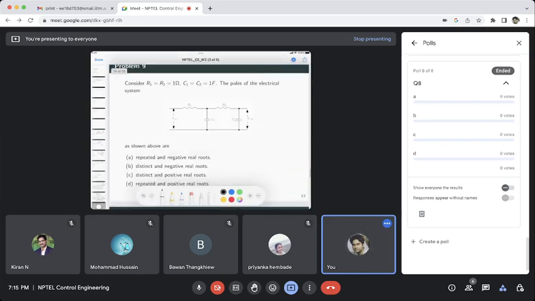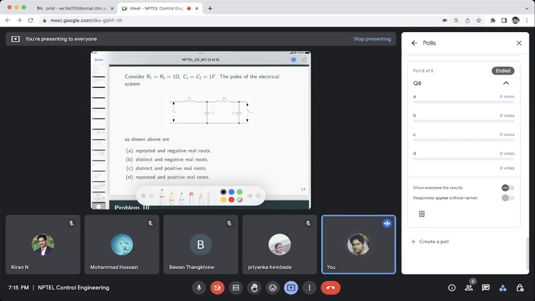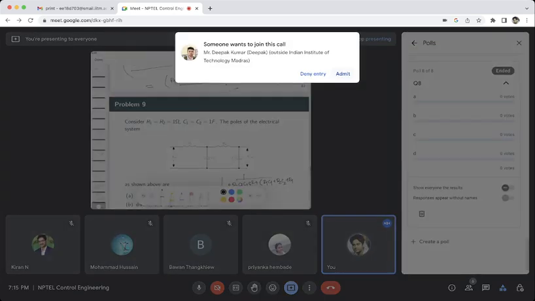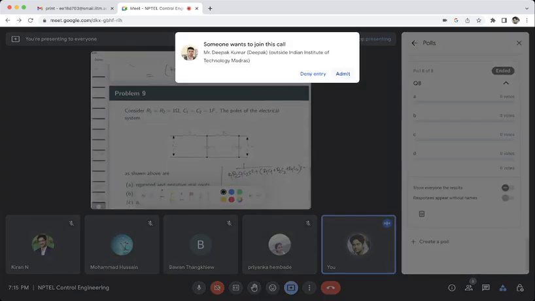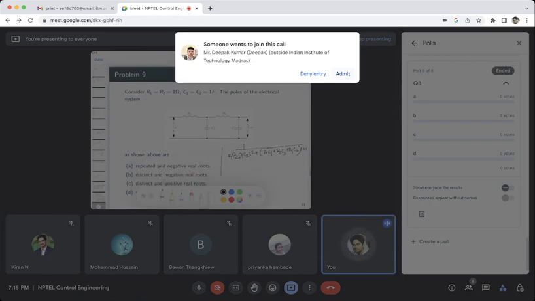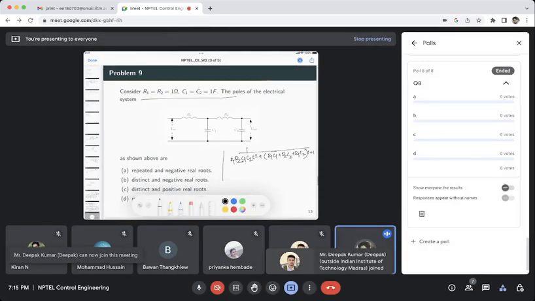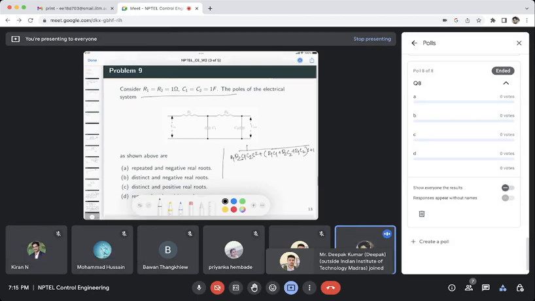Okay, so next, we already have this expression, I'm just writing it here: R1 R2 C1 C2 s square plus R1 C1 plus R2 C2 plus R1 C2 s plus 1. So this is the transfer function we get. If these are the values, then what will be the poles? You can just simply put in the values and compute, nothing else is there.